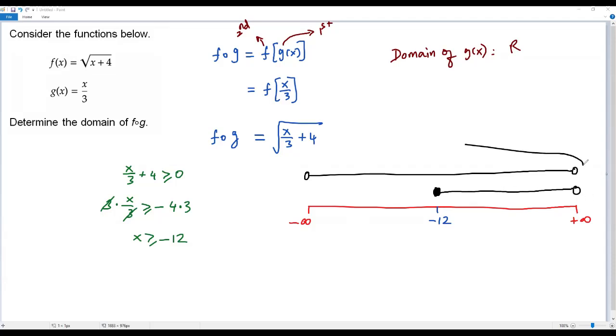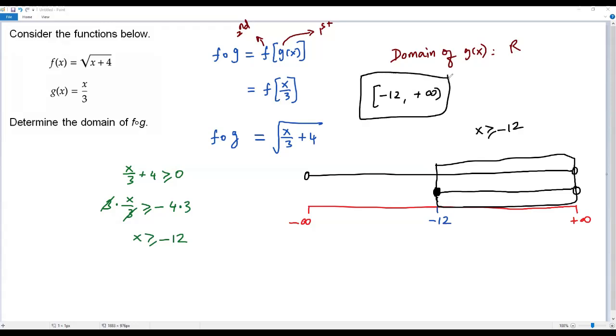Now we have to find the common region of these two graphs. Clearly this part is the common region for the two graphs. This represents x greater than or equal to negative 12, or in interval notation we can write it as [-12, ∞). So this is the domain of the composite function f∘g.